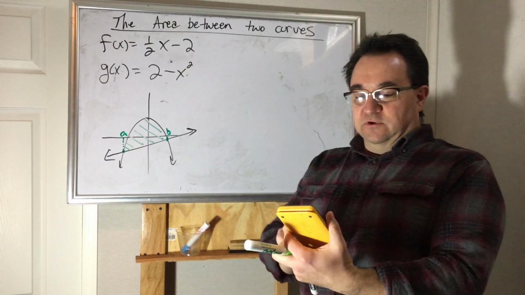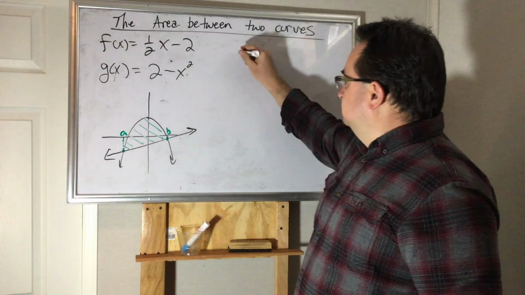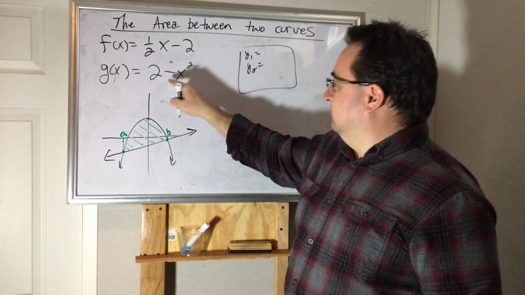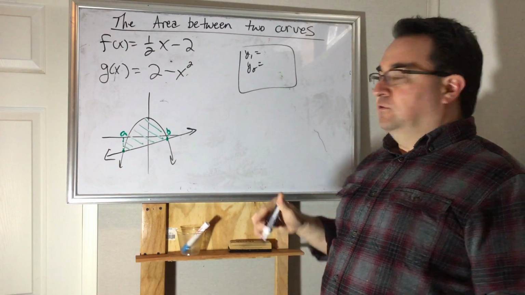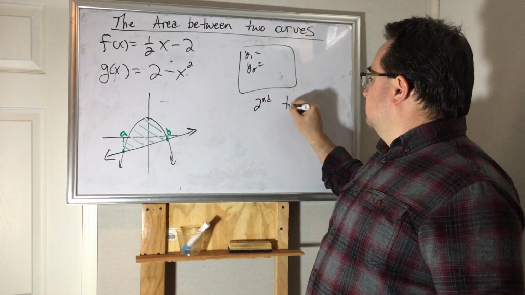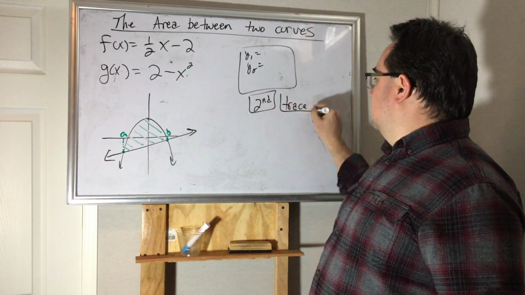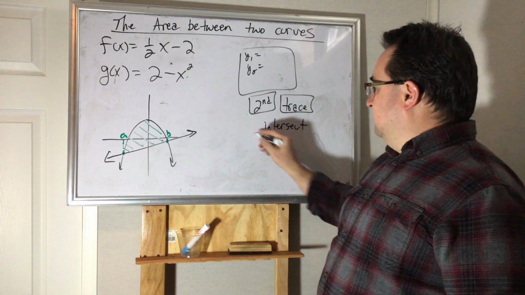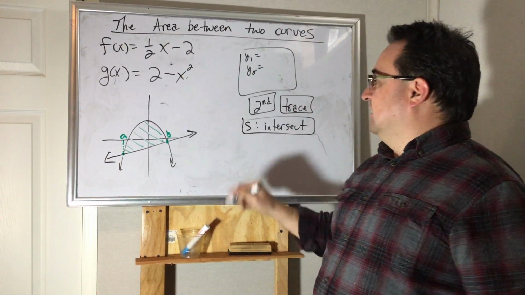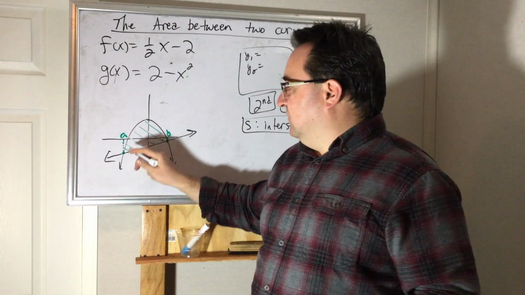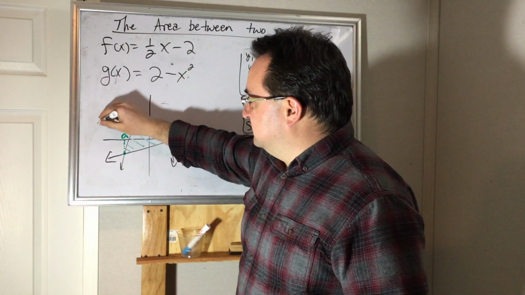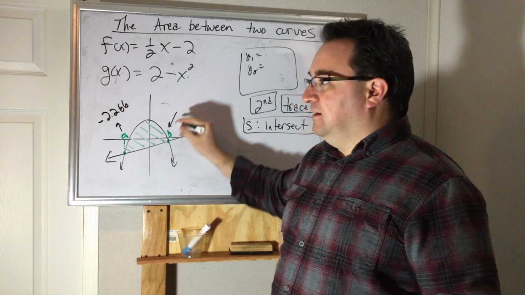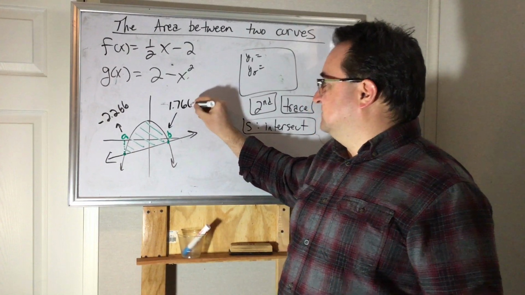Remember, when you do that, you enter them both in. You have your y1 equals, and you put that in. And you do your y2 equals, and you put that in. And you want to do second trace. And then you want to find the intersect, right? So I think that's number 5. You choose that command. Now I already did this for this problem, and what I found was for A that was negative 2.266. That's an x value, and B was 1.766.